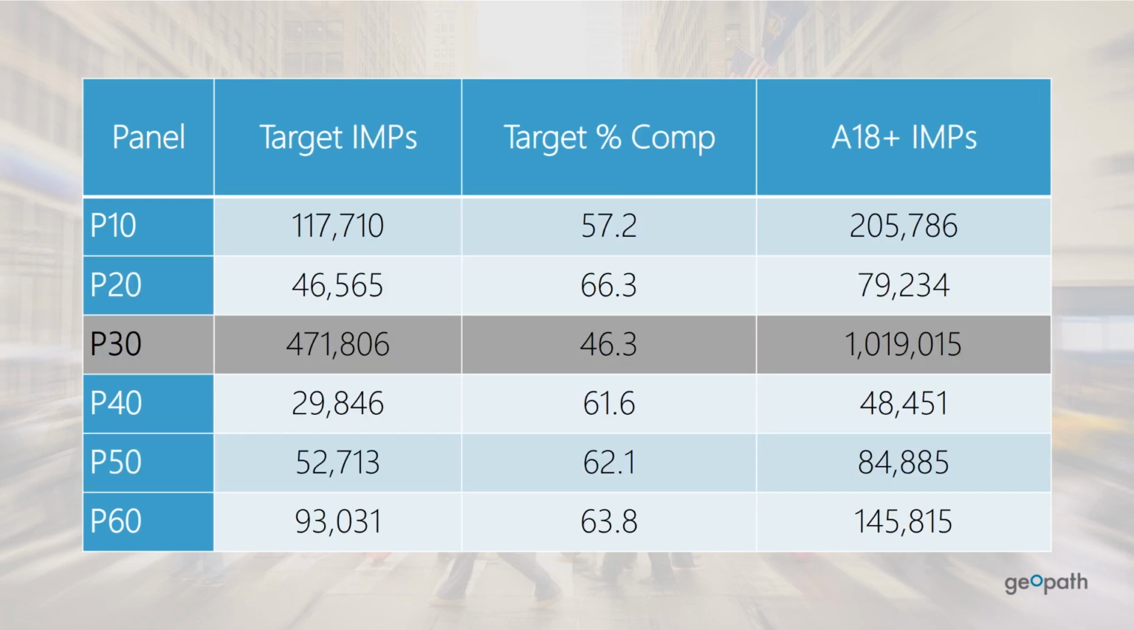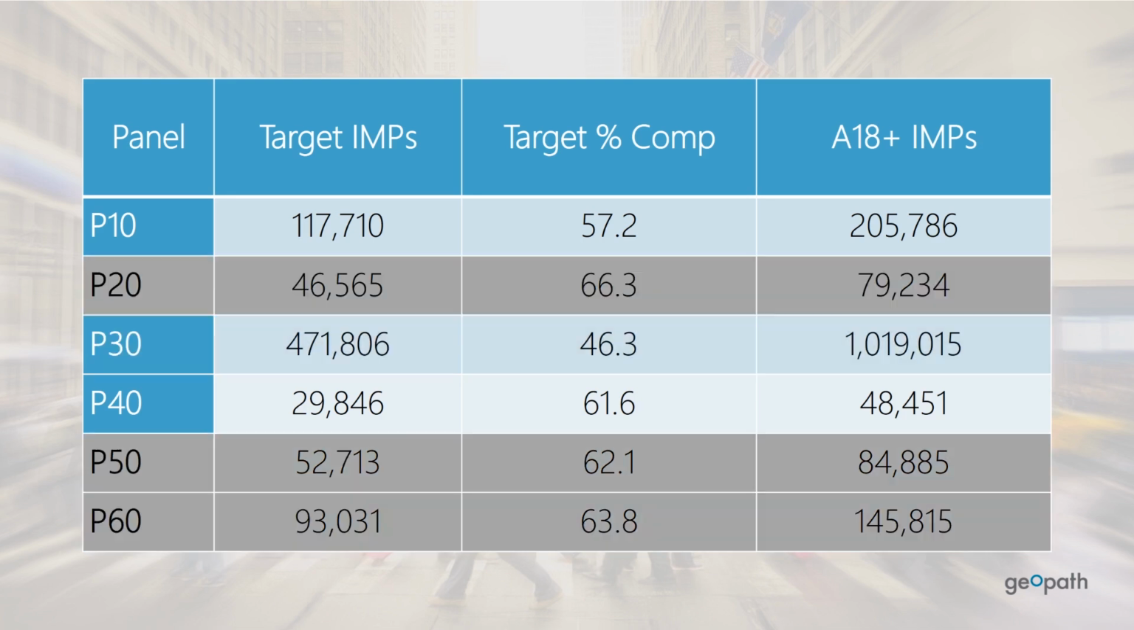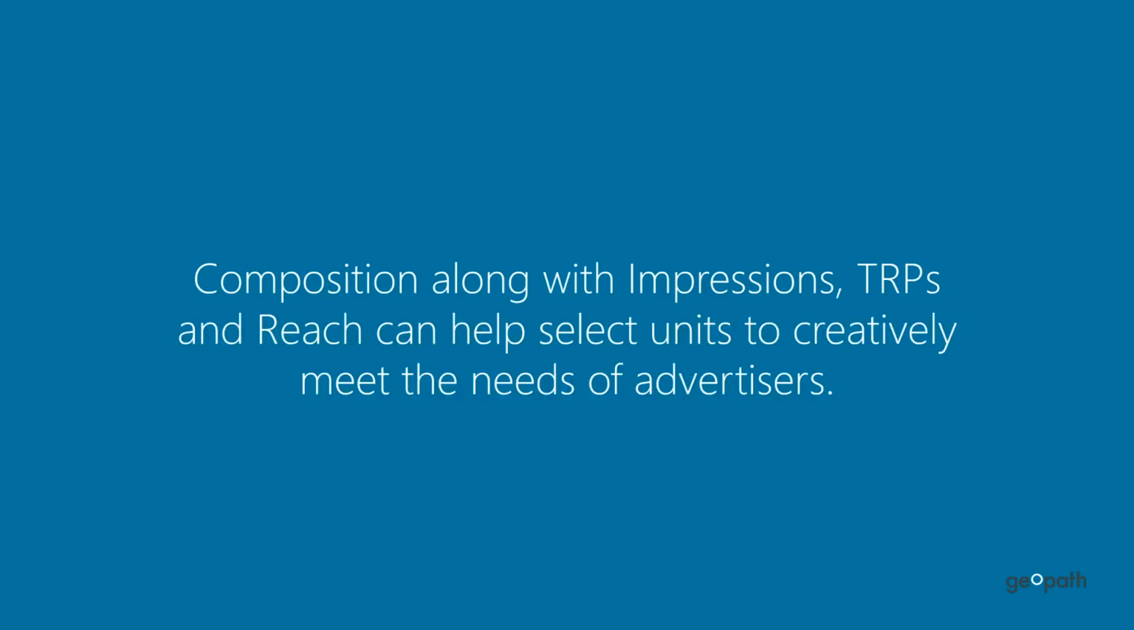Locations with high impressions often can be more expensive, already in high demand, or both. If this is the case, selecting locations based on percent composition is a great solution. Using this approach, you can find units with average impression levels, but with a higher percentage of these impressions coming from the desired audience. This is an important evaluation criteria to maximize the number of ad dollars directed at the target audience. Evaluating multiple metrics such as composition, along with impressions, TRPs, and reach, can help select units creatively to meet the needs of advertisers.